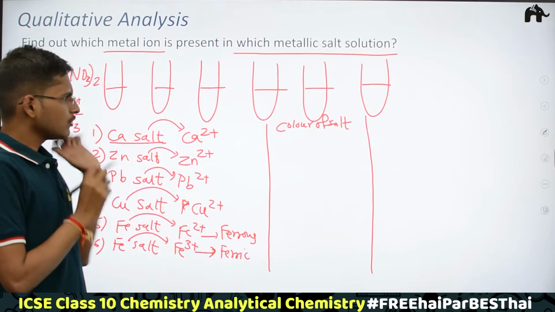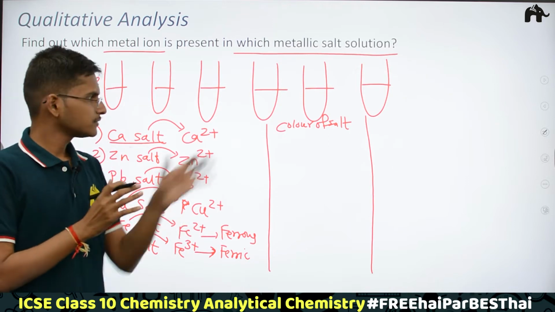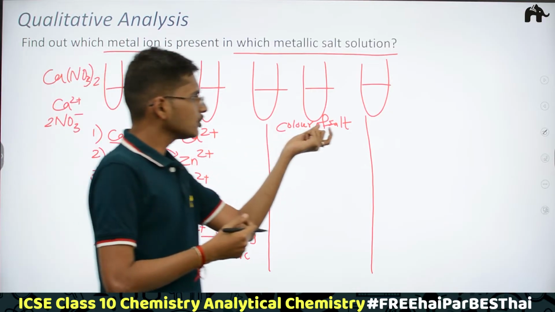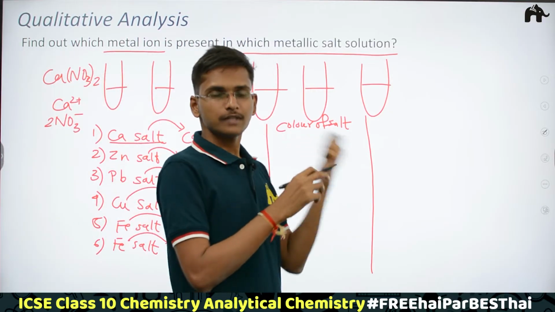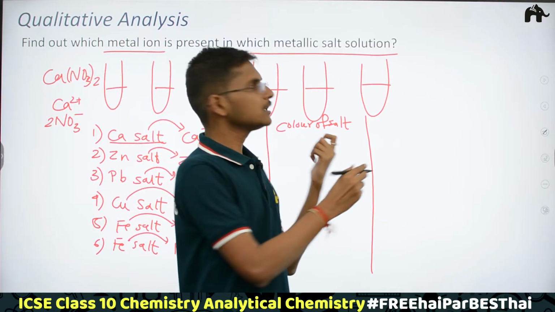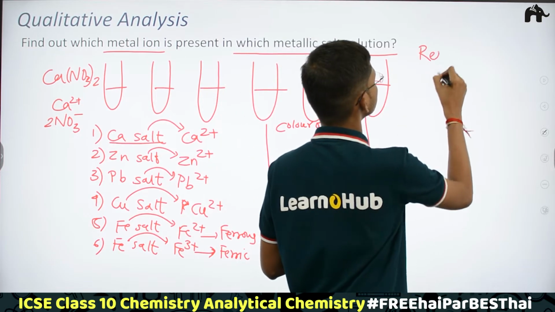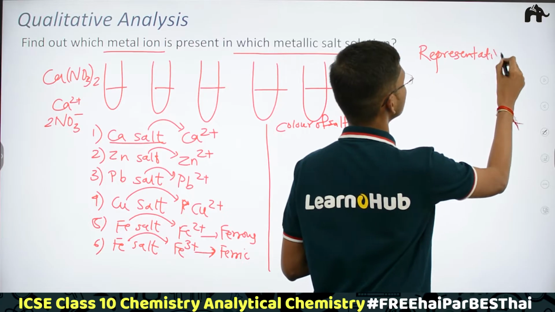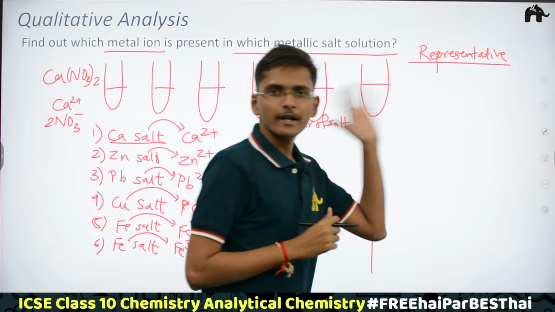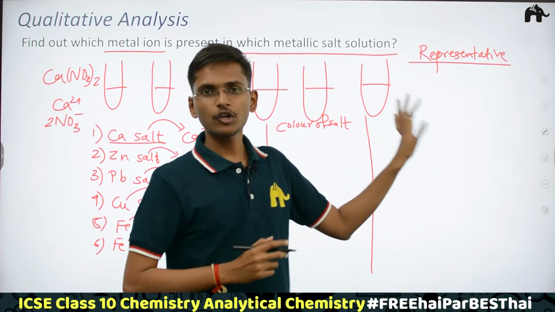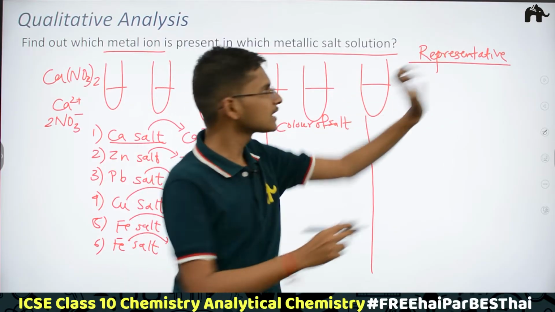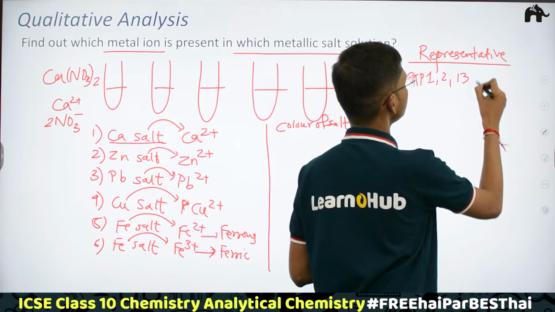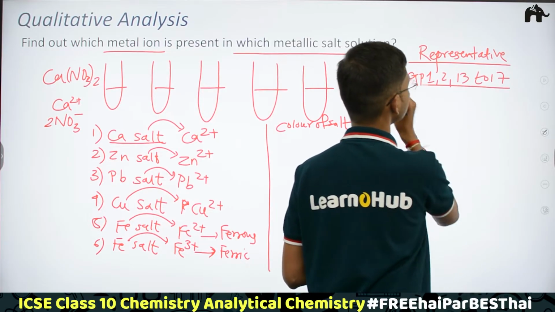Now a very simple trick you have to remember in order to remember the colors: if the particular salt is made up of an element which is a representative element. Now you need to get back to the first chapter which you have learned, or you can go back to your 9th grade, where you studied the periodic table. What are representative elements? These are the elements of group 1, 2 and from 13 to 17. These are the representative elements.